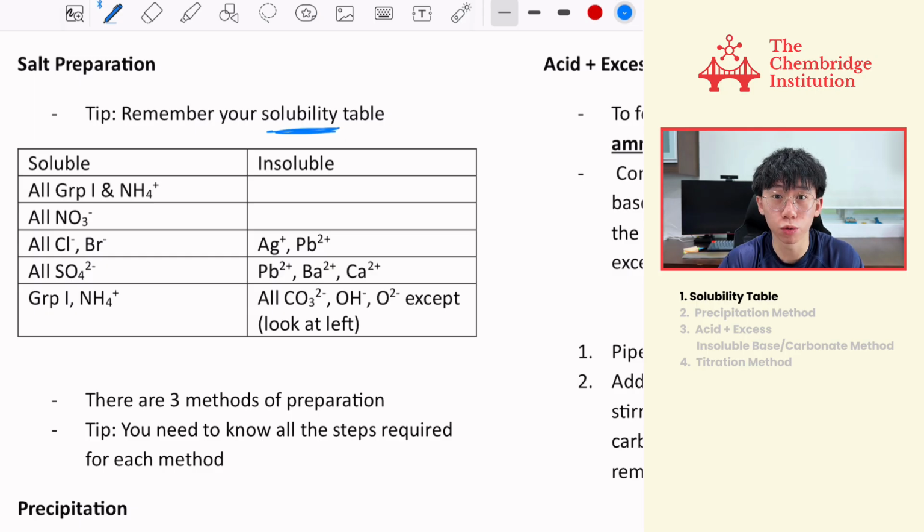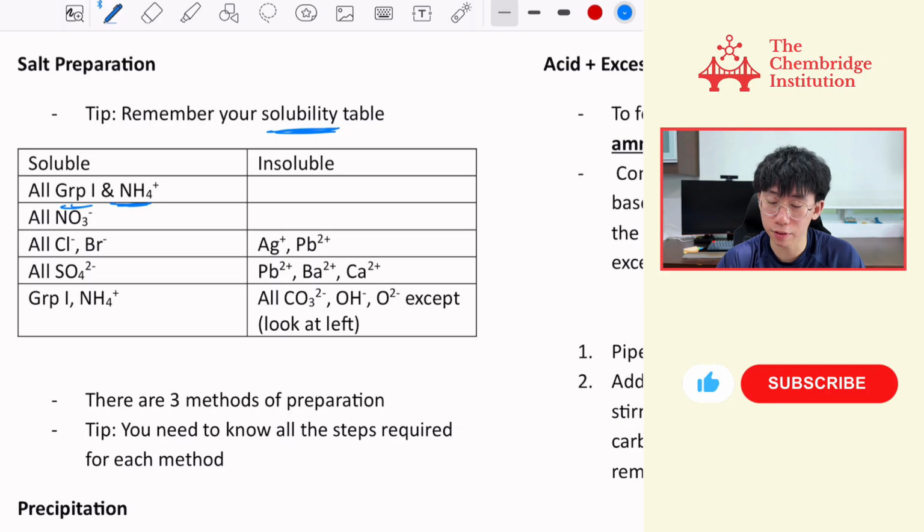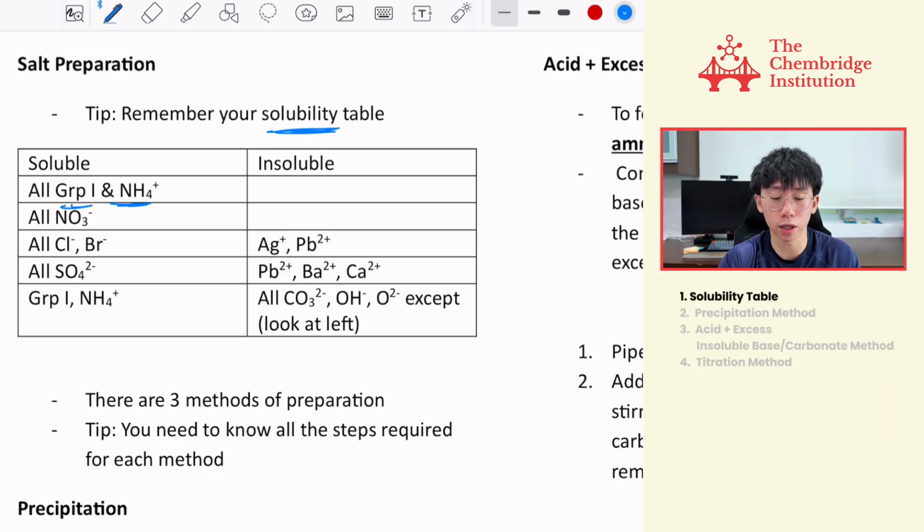Well, it kind of goes in rules. So rule number 1 is all your group 1 and your ammonium salts. That means if the salt has a group 1 cation or ammonium cation, it's definitely soluble. Next, your nitrates. Any salt with the nitrate anion is definitely soluble. Then rule number 3.